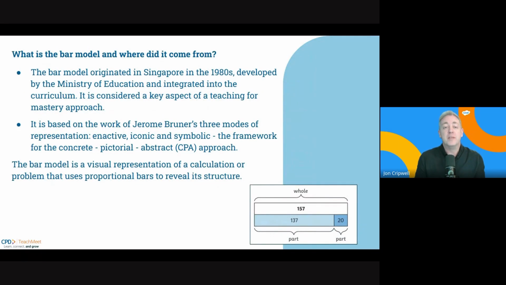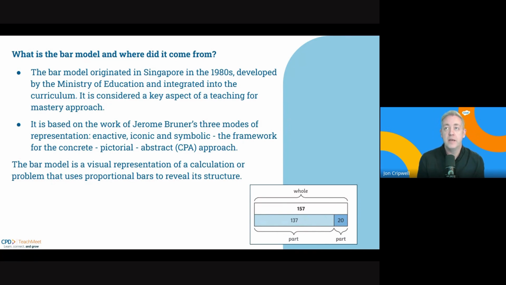So what is the bar model? Well, it originated in Singapore in the 1980s, when all the best things were developed, and it was developed by the Ministry of Education and integrated into the curriculum over there.